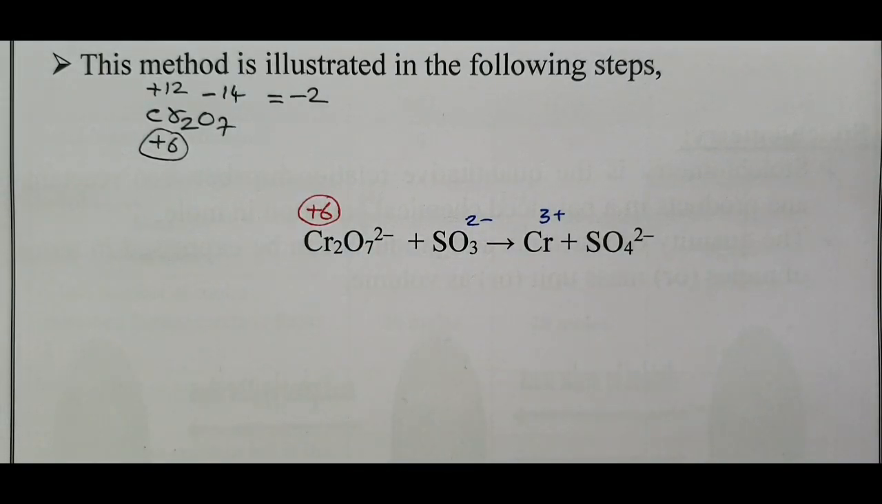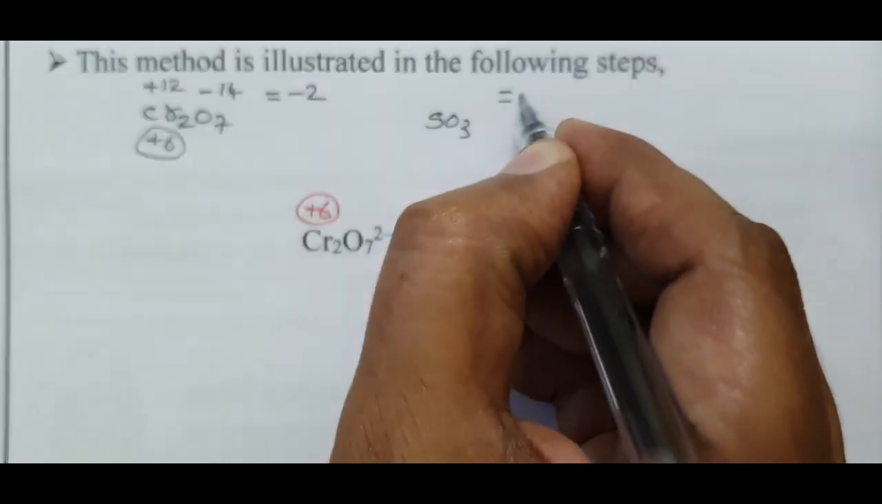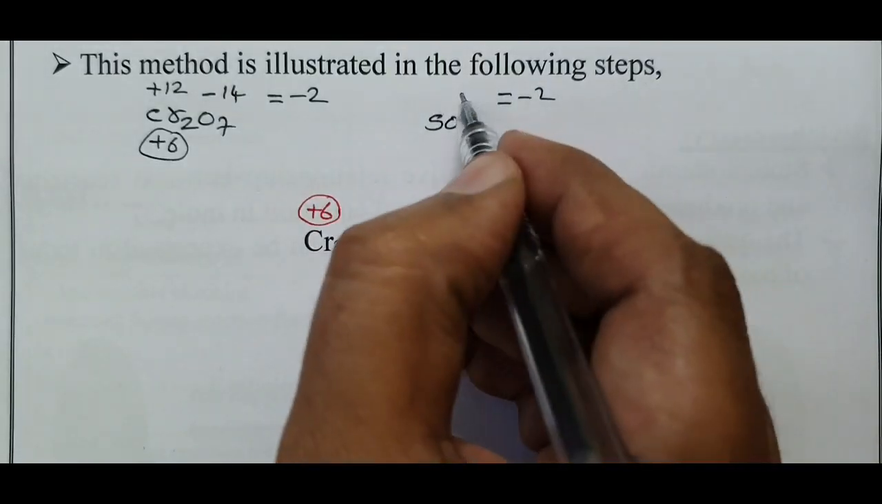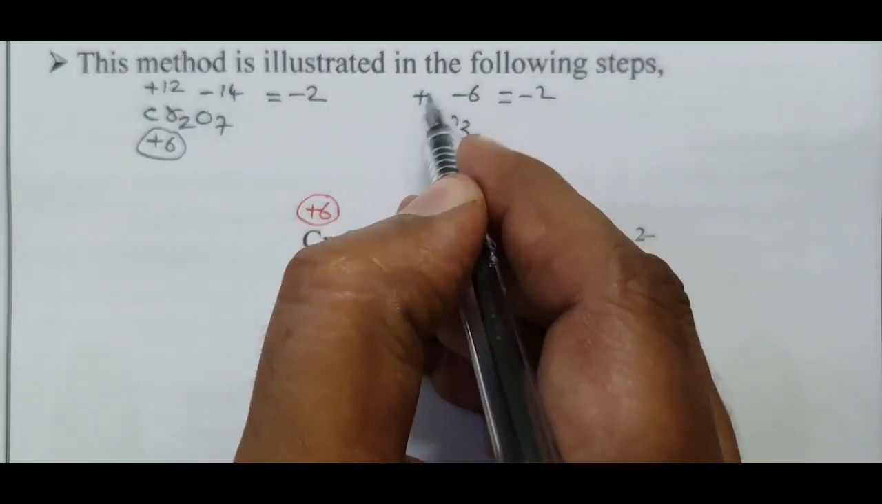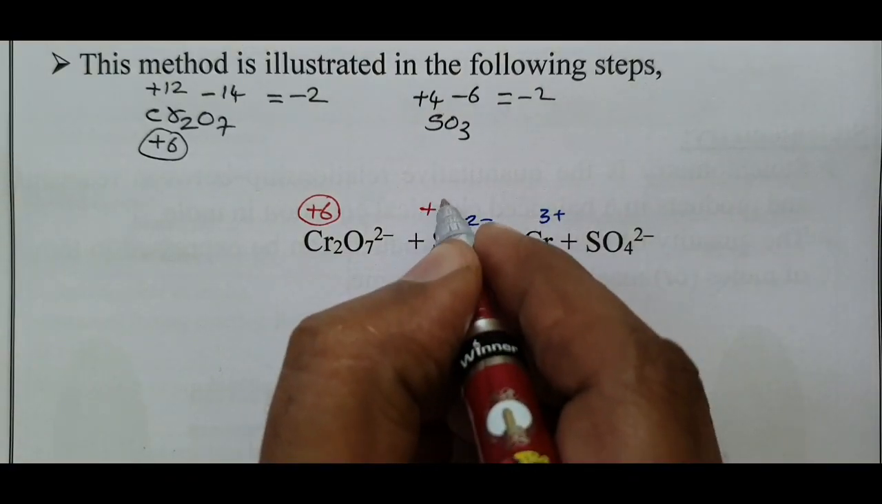Sulfite, SO3 2 minus ion. So that charge is equal to minus 2. 1 oxygen is minus 2, 3 oxygens is minus 6. By putting plus 4 on sulfur, we will get minus 2. The sulfur oxidation state in sulfite is plus 4.